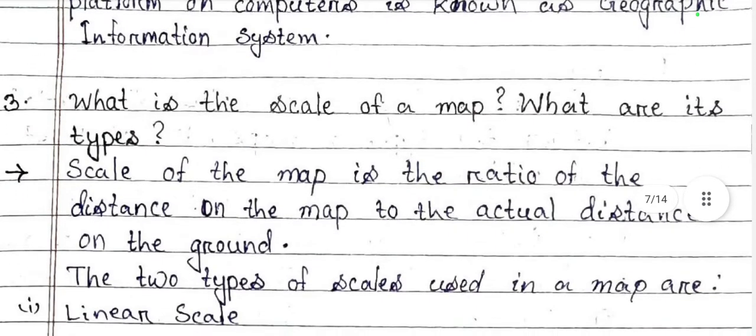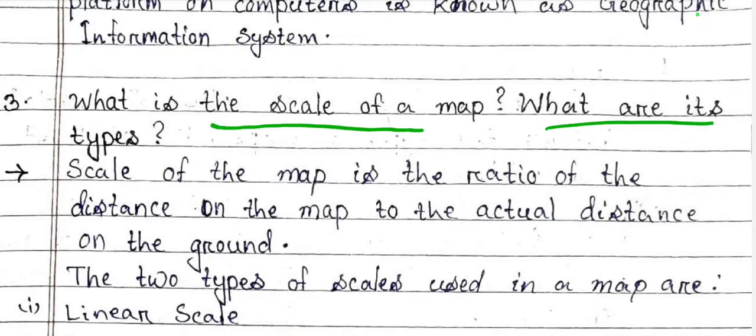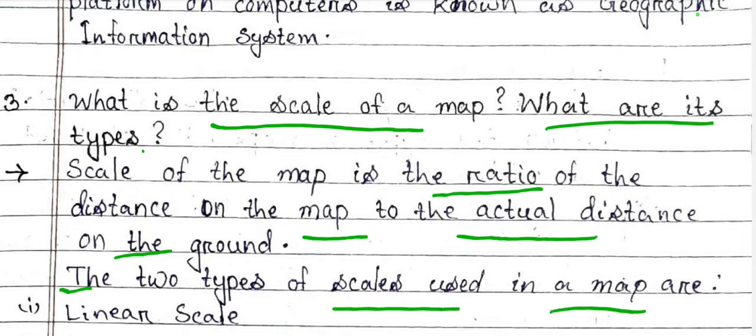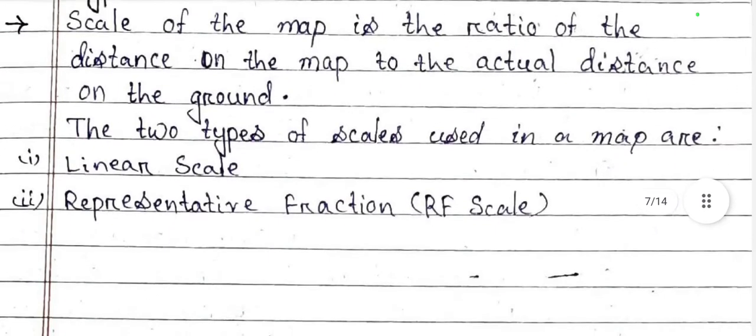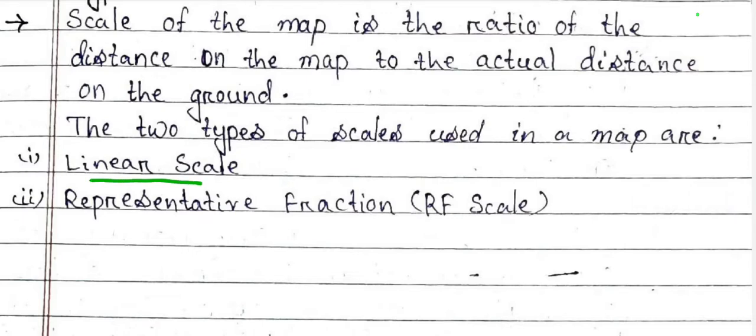Then question number 3 is, what is the scale of a map? What are its types? The scale of a map is the ratio of the distance on the map to the actual distance on the ground. Then the next point is, the two types of scale used in a map are, what are they? Linear scale or representative fraction, RF scale.